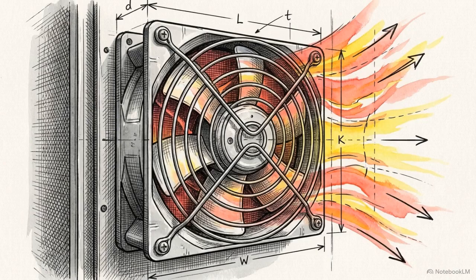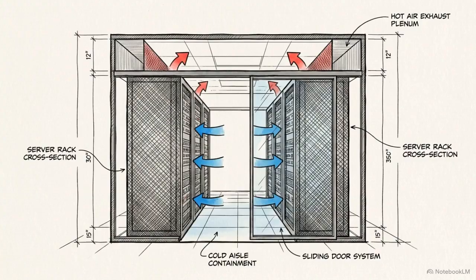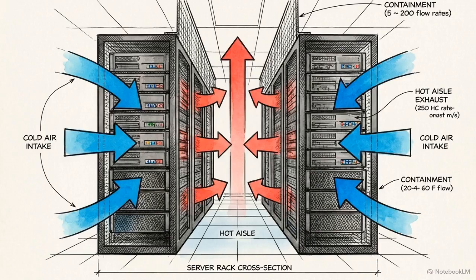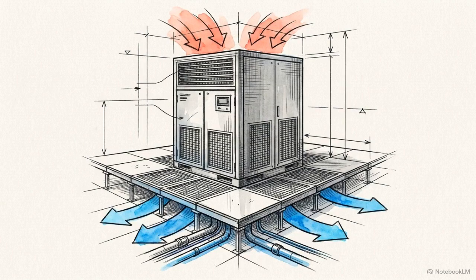Dense server racks generate immense heat, and cooling them efficiently requires highly specific geometric layouts. This cross-section diagram shows the standard hot aisle, cold aisle containment model in a data center. Racks face each other, drawing cool air from outside aisles, passing it over the hardware, and venting exhaust into a sealed central hot corridor that gets pumped back to the AC units.